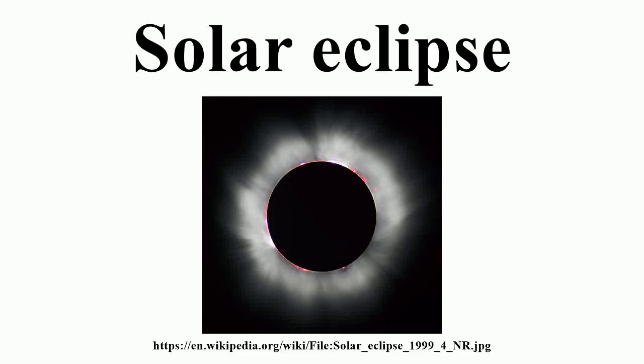As seen from the Earth, a solar eclipse is a type of eclipse that occurs when the Moon passes between the Sun and Earth, and the Moon fully or partially blocks the Sun. This can happen only at new moon, when the Sun and the Moon are in conjunction as seen from Earth in an alignment referred to as syzygy.